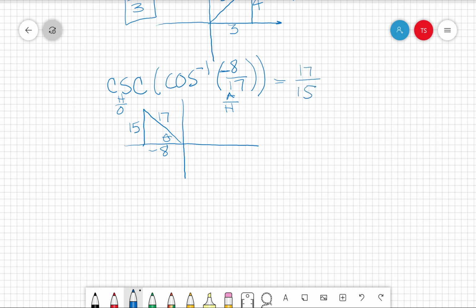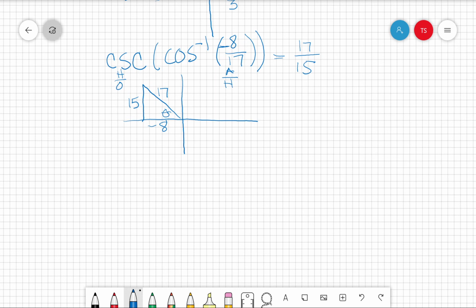So these problems are very similar to saying this is my sine or my cosine, it has this ratio. What are the other 5 ratios? Except it's only asking for one ratio.